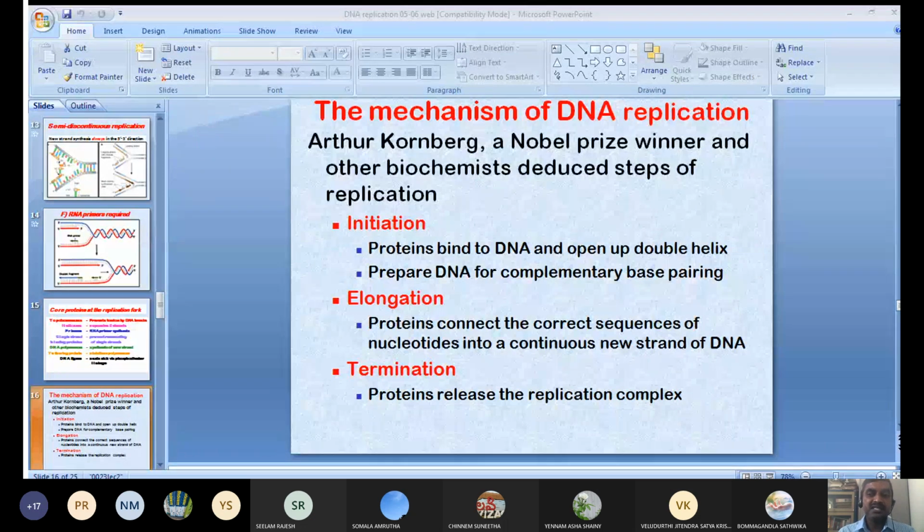Elongation: proteins connect the correct sequences of nucleotides into a continuous new strand of the DNA molecule. And then termination will happen. So proteins release the replication complex, so that automatically the replication will be ended, and the strands will get separated, right? So that's what we can see here.